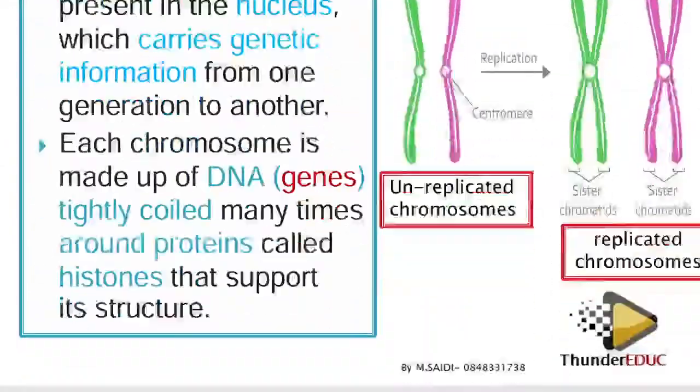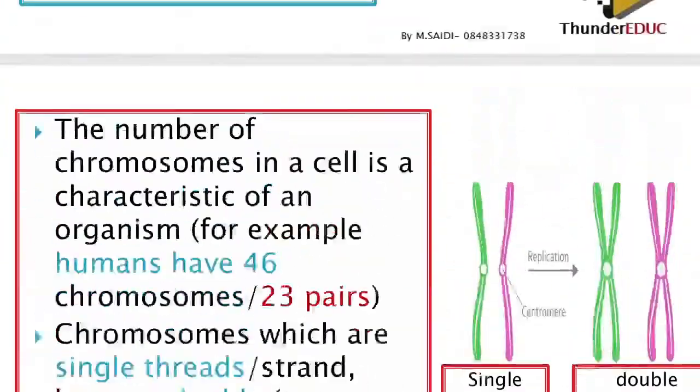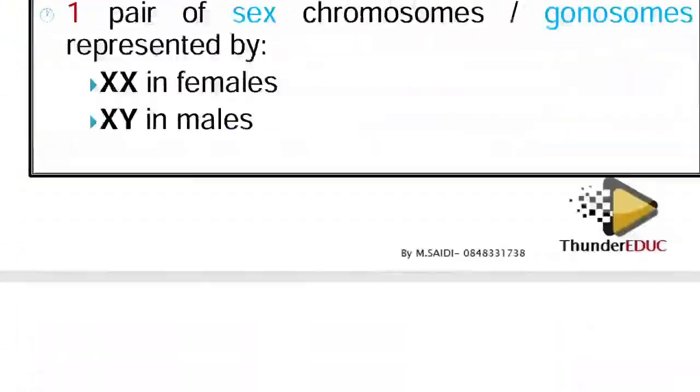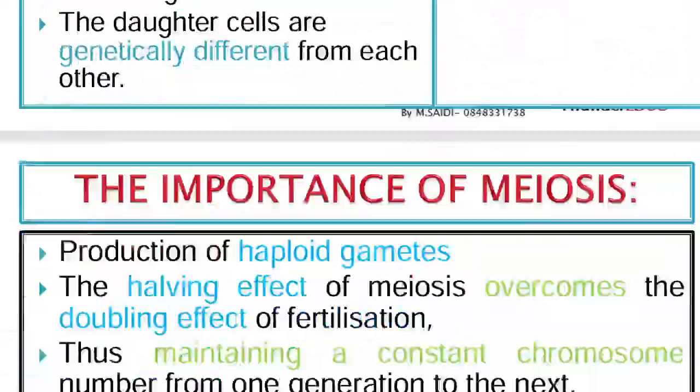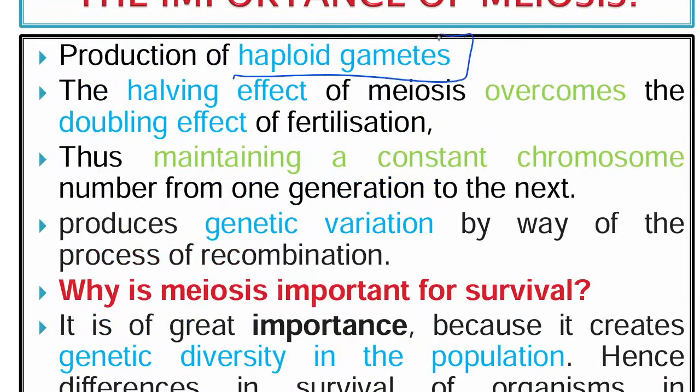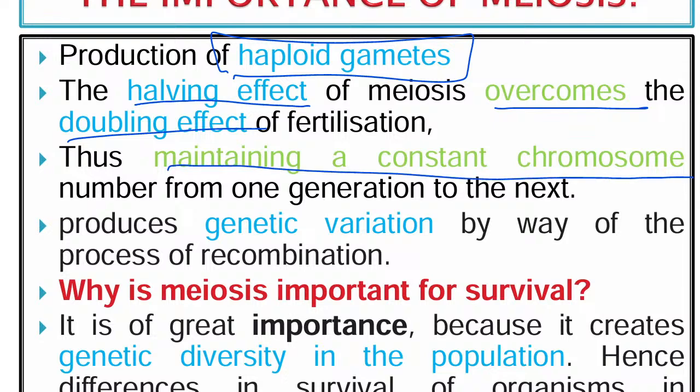And then we said the functions of meiosis. Yes, we will see it when we look at this. The importance of meiosis is to produce haploid sperm cells, that is haploid gametes. Those are the sperms and ova. And then number two, the halving effect overcomes the doubling effect. That's what I'm saying, that it maintains the chromosome number constant from generation to generation.